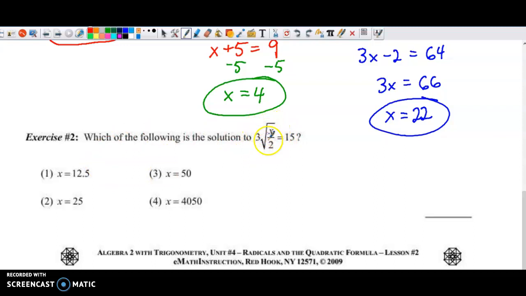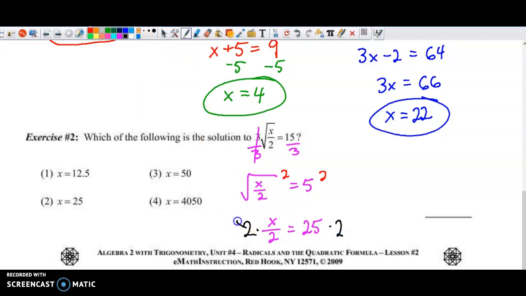It's the same thing. You got to get that radical by itself first. So divide that 3 over. So you're left with the square root of x over 2 is equal to 5. So then when you square both sides to get x over 2 by itself is equal to 25. So then you can multiply that 2 over. It's the only thing that's different to get x equals 50.